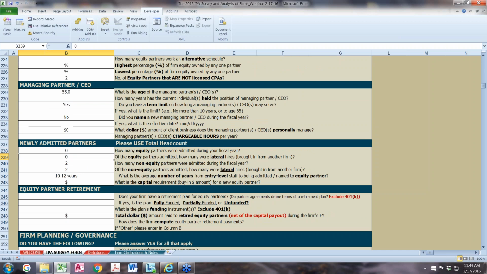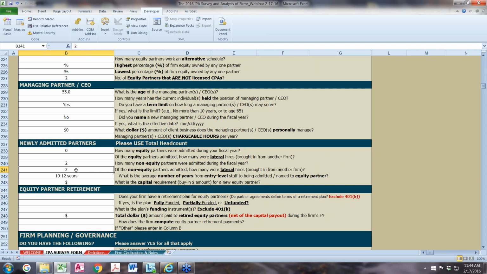so only report on those during the fiscal year. Row 239 and 241, we're asking for, of the number above, how many were lateral hires brought in from another firm. So what we're looking for here is indicate how many people were hired in from another firm and brought into your firm directly as a partner.